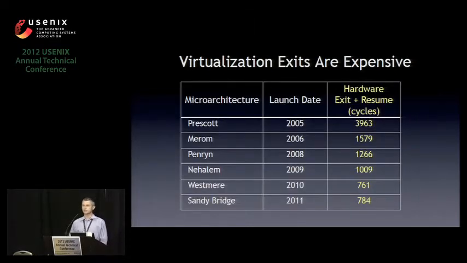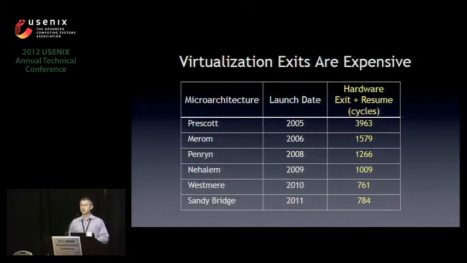This table shows the cost in cycles of hardware transitions between the guest and the monitor, the latency of an exit-resume round trip in hardware. This is for different versions of the Intel CPUs. The numbers for AMD are roughly the same. As you can see, these numbers are fairly high, and it was quickly realized that the high cost of exits is a significant problem, the major source of virtualization overhead.